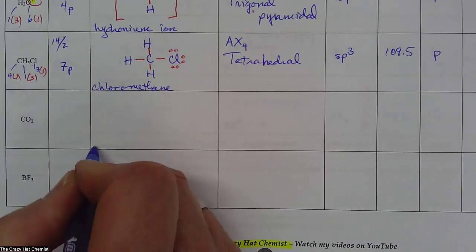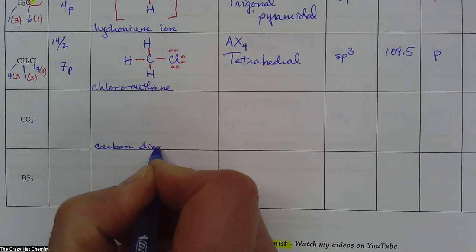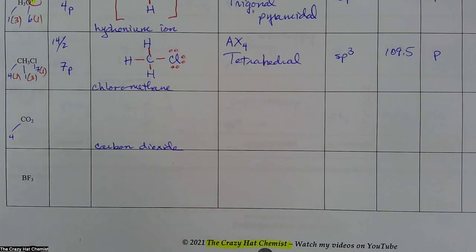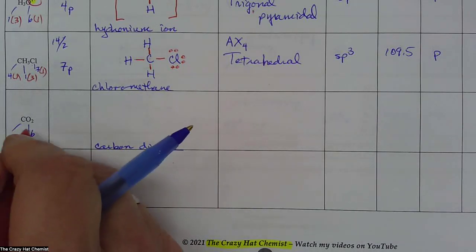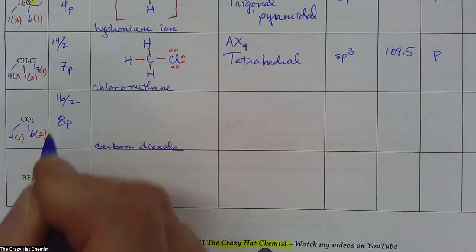This next one here is carbon dioxide. Carbon has 4 valence electrons. There is 1 of those. Oxygen has 6 valence electrons. There are 2 of those. So for a total of 16 electrons, divide by 2, because a crazy hat chemist can't handle big numbers. So that would be 8 pairs of electrons.